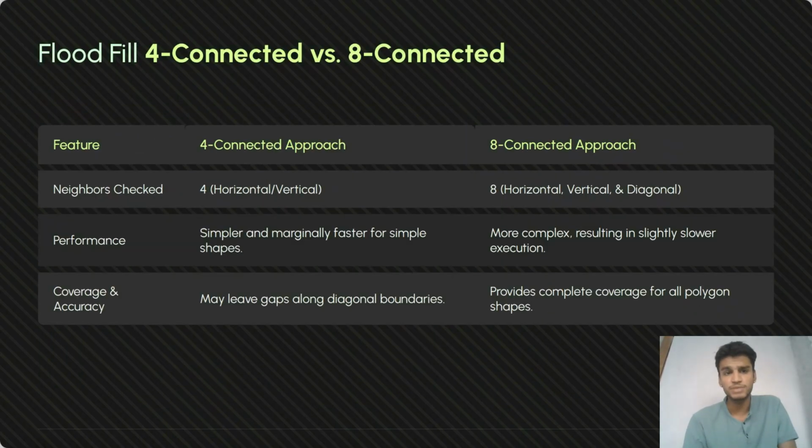Here we will see the difference between 4 connected and 8 connected floodfill algorithm. In 4 connected approach, horizontal and vertical neighbors are called, but in 8 connected approach, horizontal, vertical and diagonal neighbors are also called. Performance wise, 4 connected approach is simpler and faster, and 8 connected approach is more complex and slightly slower than 4 connected approach. But in accuracy, 4 connected approach is less accurate and 8 connected approach is more accurate.